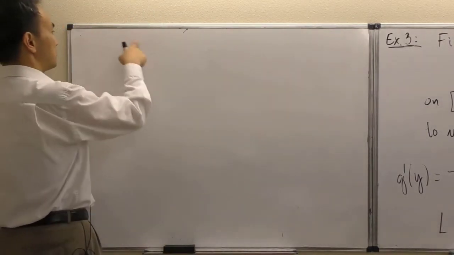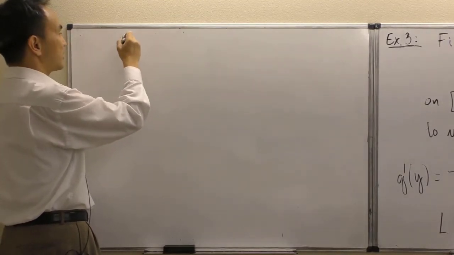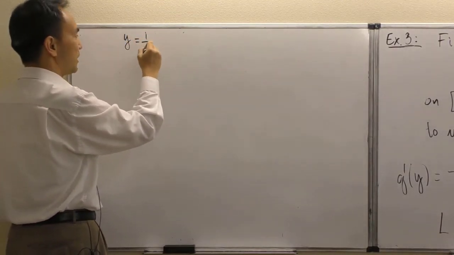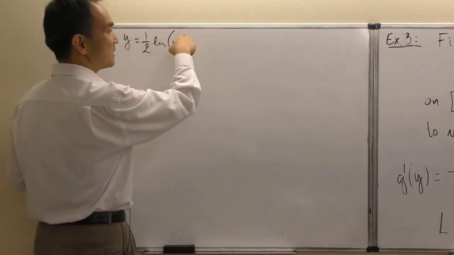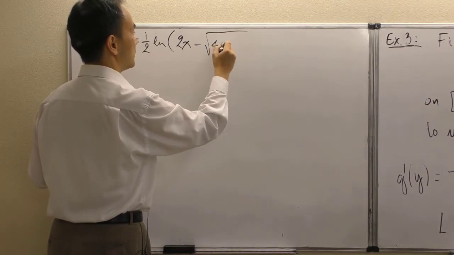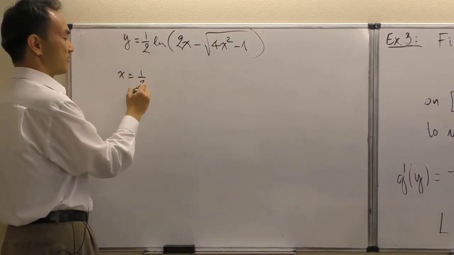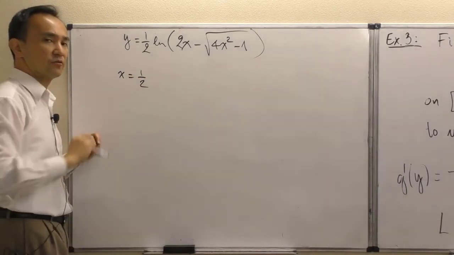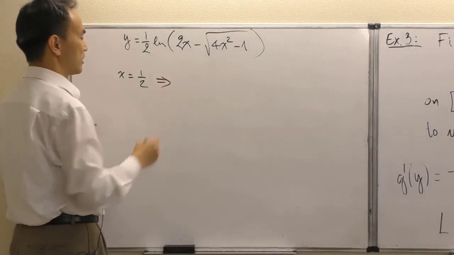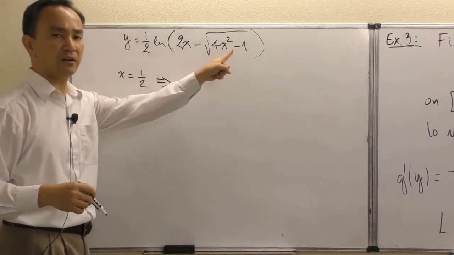All right, so our curve started out giving us y equals 1/2 natural log of 2x minus the square root of 4x squared minus 1. When x equals 1/2, this is the beginning of our interval. When x equals 1/2, what can the y value be? We're going to substitute that into our expression here.